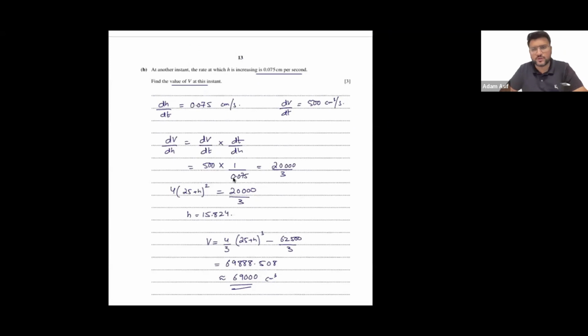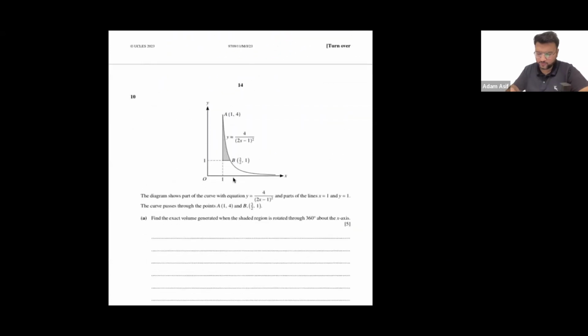This is the working for part B, guys. Please let me know if you have any questions till here. Okay, fair enough. Moving on.